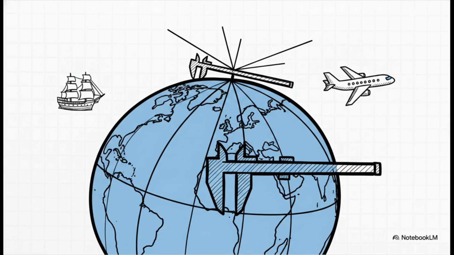Now imagine you're a ship captain. If you fail to account for this meridian convergence, it can be catastrophic. If you miscalculate those shrinking degrees, your fuel consumption projections will be off, your arrival times will be wildly inaccurate, and navigational safety completely goes out the window.